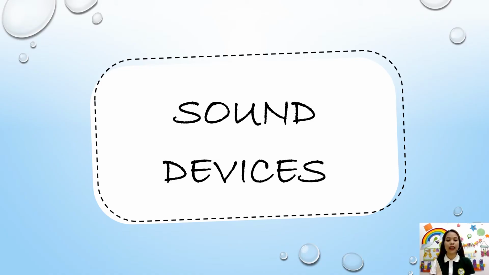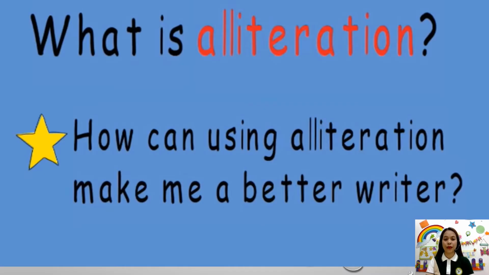So these three figures of speech are also called sound devices. Authors use various techniques in their literary pieces. So, sound devices are one of their techniques. So, let's begin with alliteration.